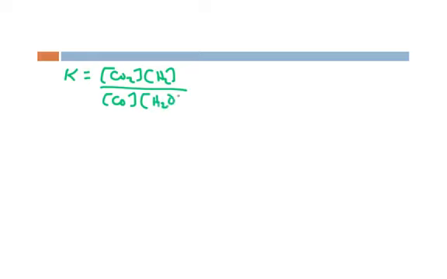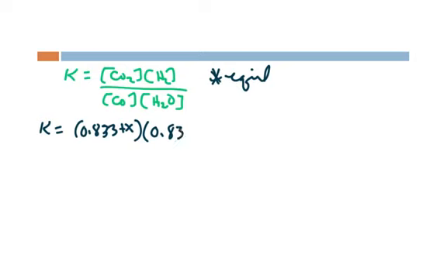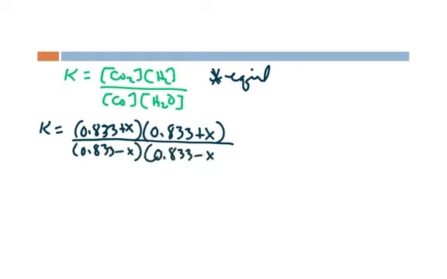Remember, we can use the H2O here because it's in the gas form, not the liquid form, so that's allowed. Because we're dealing with K, we have to use equilibrium values only, and that means we're going to use the values from the last part of our ice table. So we've got 0.833 plus x for the CO2, 0.833 plus x for the H2, 0.833 minus x for CO, and 0.833 minus x for H2O.